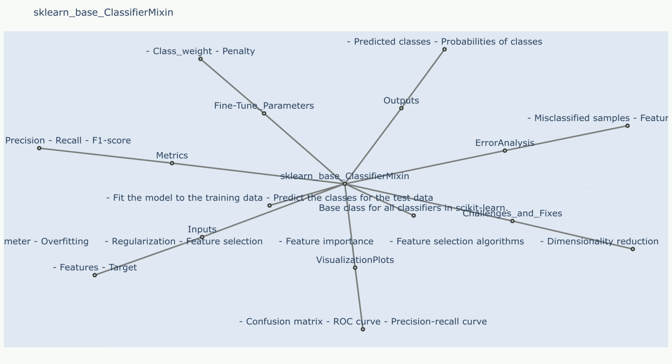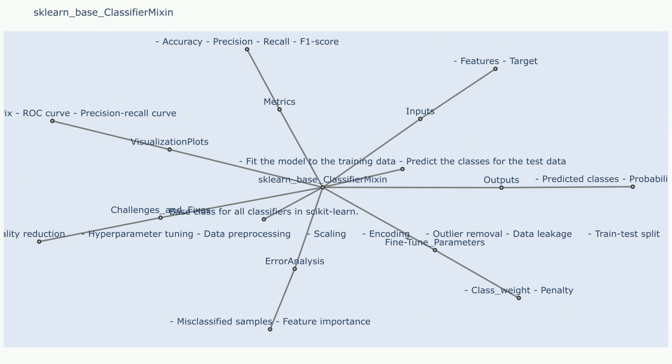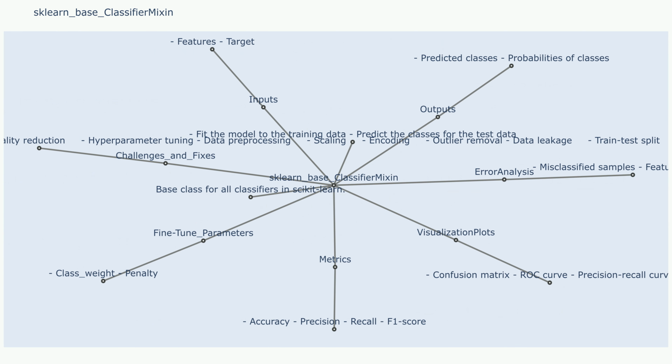Inputs: X. The input data. Typically a 2D array where each row represents a data point and each column represents a feature. Y. The target labels. A 1D array containing the true class labels for each data point. Outputs: predictions. A 1D array containing the predicted class labels for the input data. Probabilities. Optional. A 2D array where each row represents a data point and each column represents the probability of belonging to a specific class.